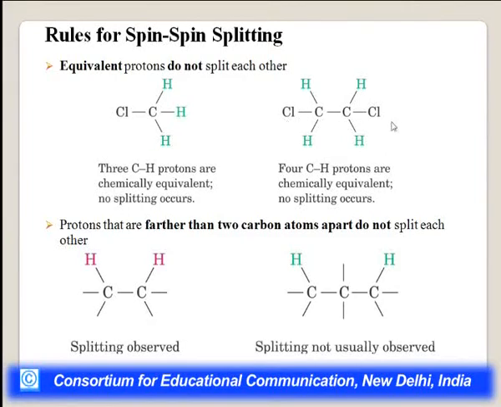Now look at this structure. These two protons are the same here, no splitting occurs because these are chemically equivalent. So we have to see them chemically whether they are equivalent or non-equivalent. Protons that are farther than 2 carbons apart do not split. You can see when we see these two protons, these are further apart, so no splitting will be observed. But if they are present at an adjacent carbon atom, definitely splitting will be there according to the number of protons. If we need to look at the signal for this proton, we have to see the number of these protons. If there is one, then for this proton we will get only a singlet.